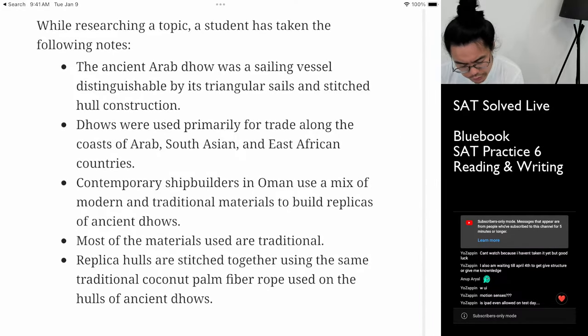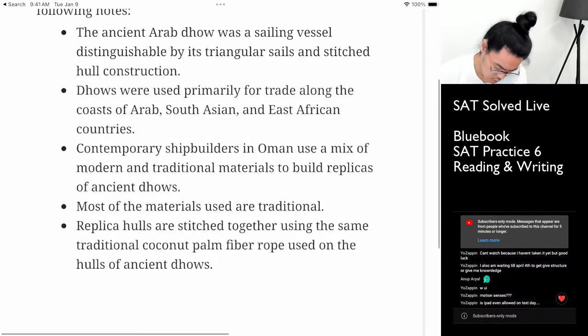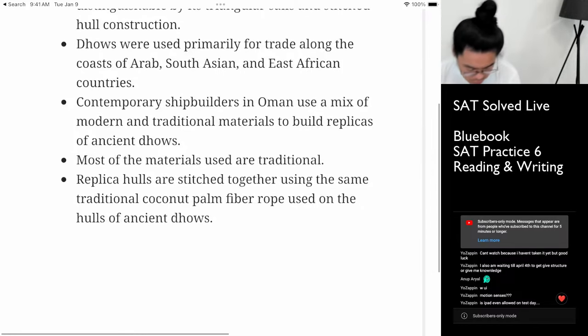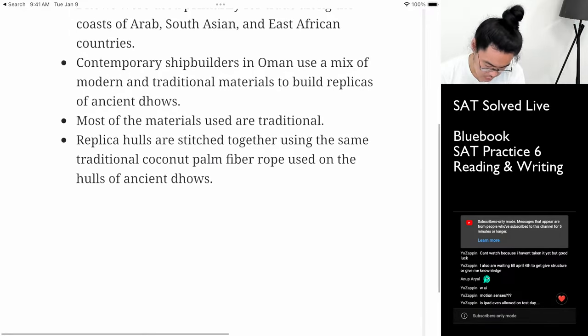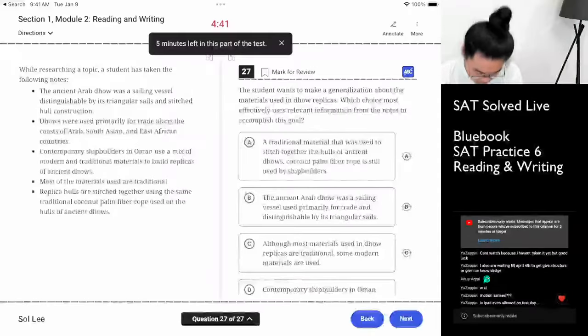Distinguishable by its triangular sails, stitched hull construction. Used for these coasts. Okay, materials, here we go. Contemporary Oman uses modern and traditional replicas. Most are traditional. Replica hulls are stitched together. Same traditional fiber rope, okay.